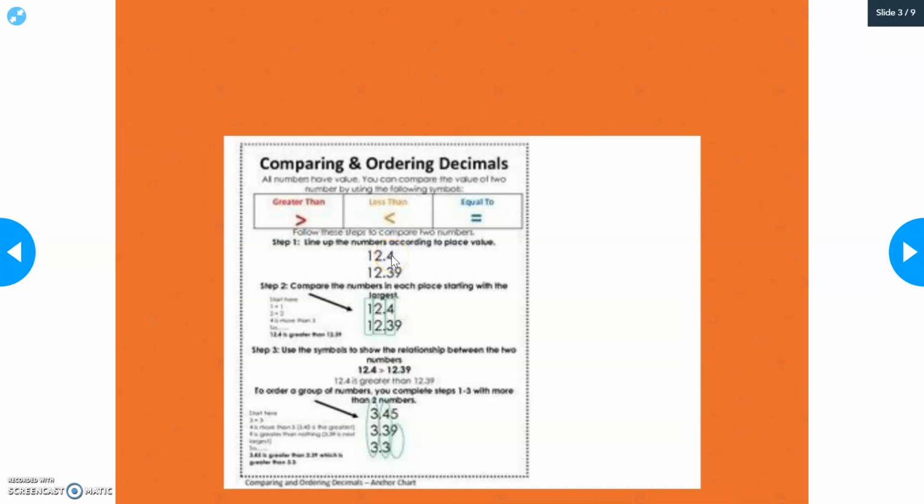We know that 4 is what? Exactly, 4 is greater than 3. So that lets us know that 12 and 4/10 is greater than 12 and 39/100. Another way that we could look at this decimal is 12 and 40/100, because we could put a little zero back here as a placeholder, and we already know that 40 is greater than 39. So that will help us also when it comes to comparing decimals by using place value.